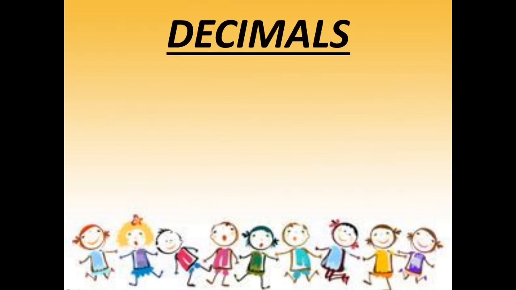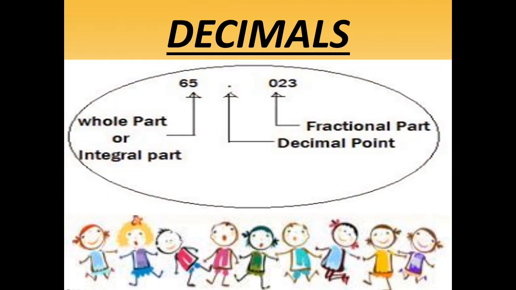So students, what are decimals? You know that decimal numbers consist of an integral part or the whole number part and a non-integral or decimal part. Now students, here you can see one example, and in this example one number I have taken, and the number is 65.023. In this, 65 is a whole part or the integral part. This dot is a decimal point and 023 is a fractional part. Now students, the decimal point separates the integral part from the decimal part.